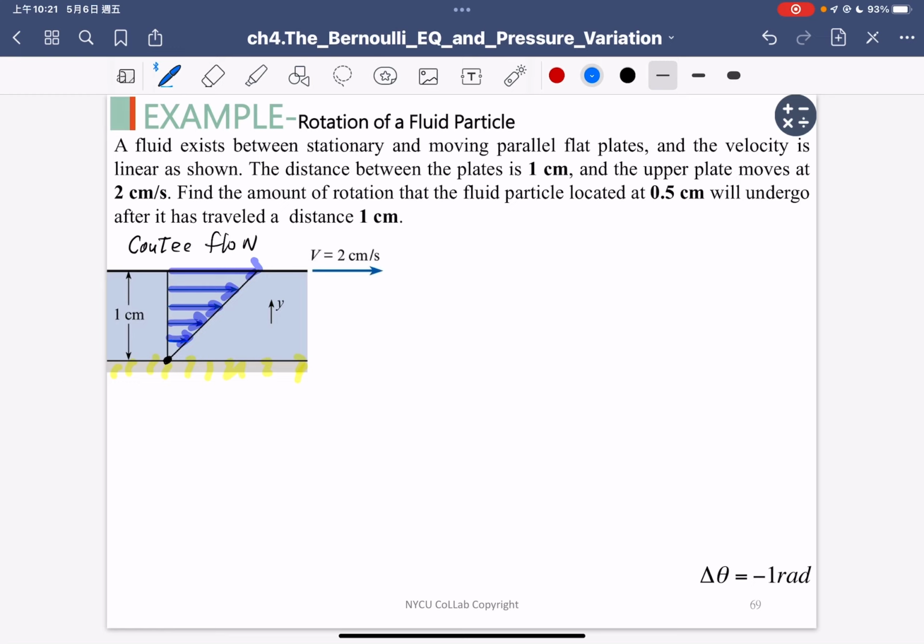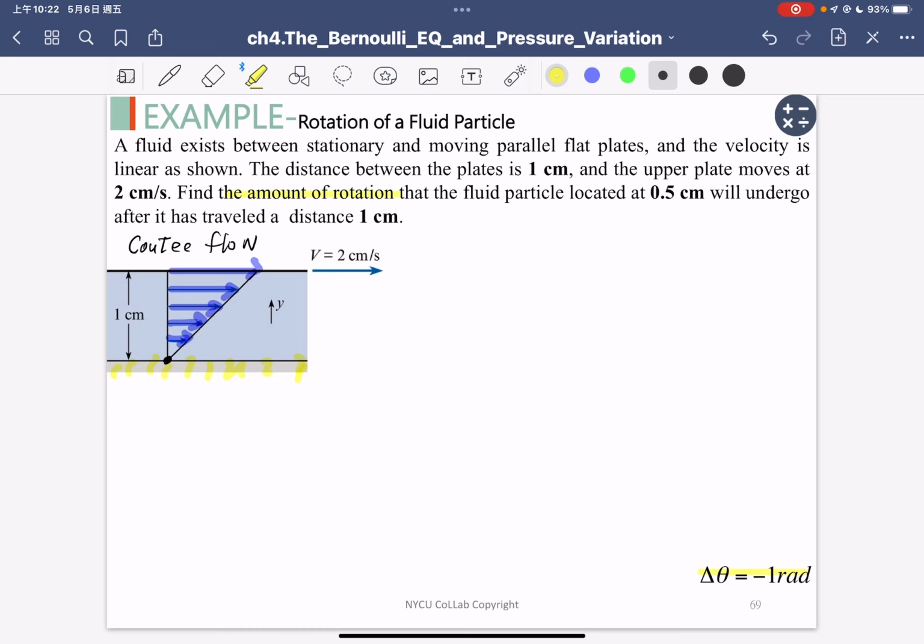Okay, so for this question, what's the problem? The problem is, please find out the amount of the rotation. The amount of the rotation. So we need to find the answer for delta theta. That indicates how the fluid particle rotates, how large the angle is.